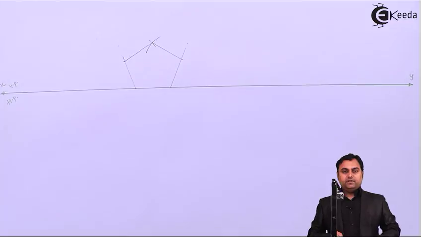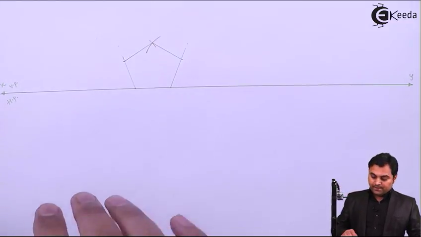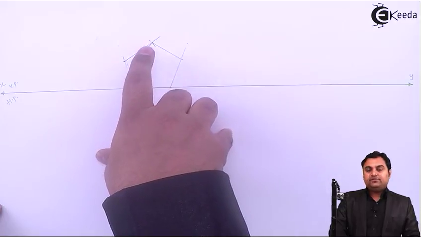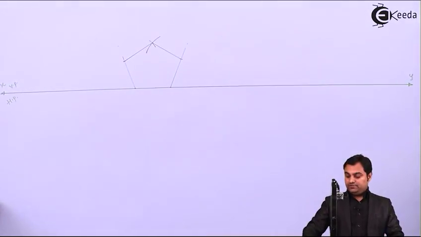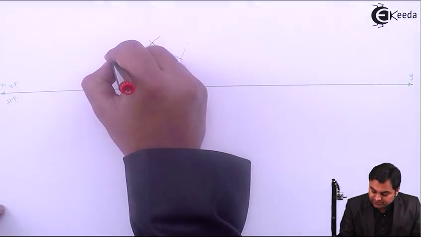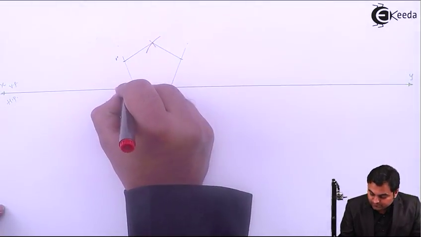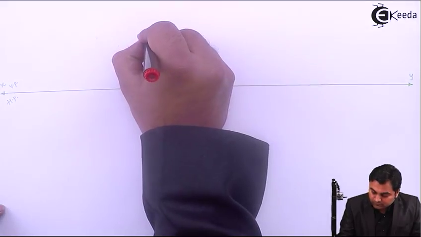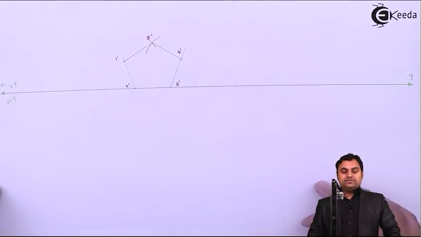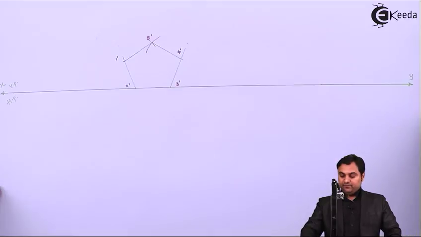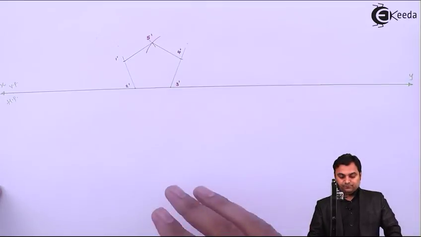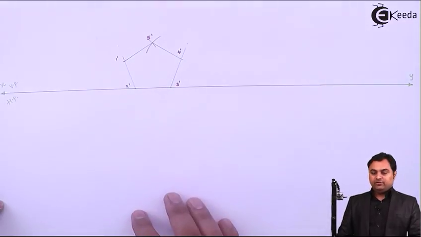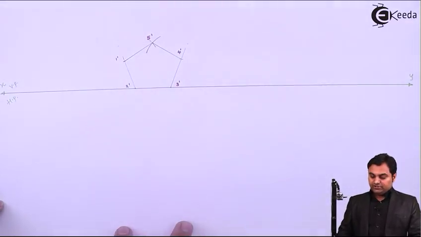Since it is a pentagonal prism, here we are not going to connect the corners because it is not a pyramid, here it is a prism. Then giving it the notations. So this is the front view of that pentagonal prism, which is resting in HP on its rectangular face. Now I'll have to project its top view.